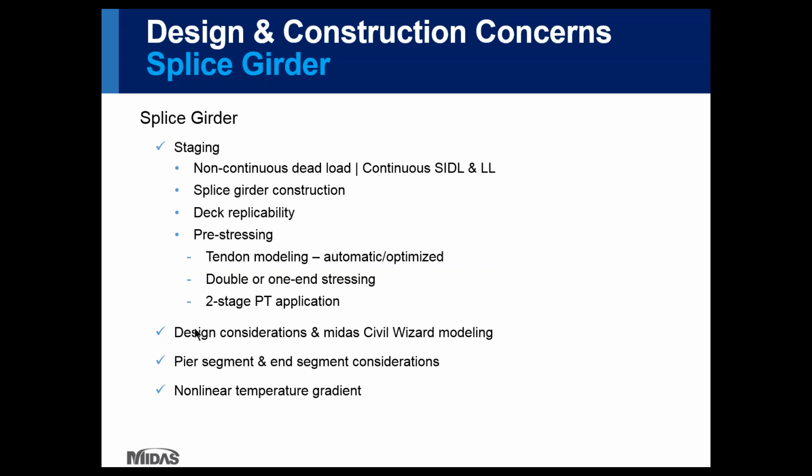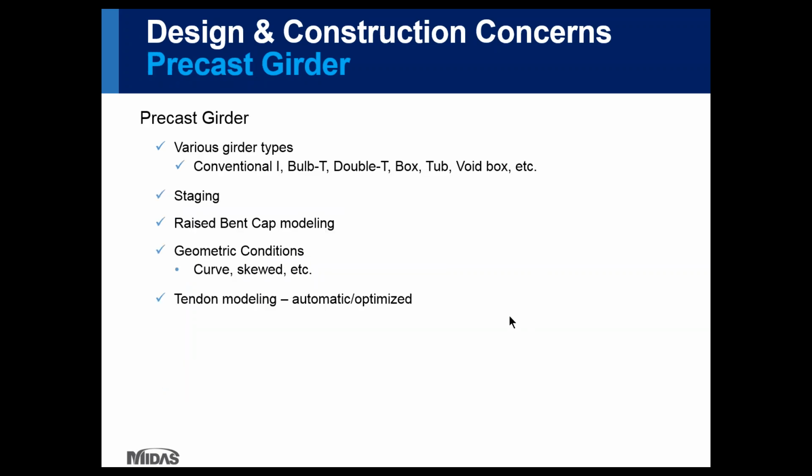And how some of the design considerations can be addressed when you actually model using the wizard, and the pier segment and the end segment considerations. How do you model them differently, and nonlinear temperature gradient loading too. In terms of the precast girder application, various types of girders: conventional I, bulb T, double T, box, tub, or void box, etc. Staging for the precast girder, and the raised band cap modeling, and geometric conditions such as curved, skewed, and the tendon modeling, same as the splice girder.